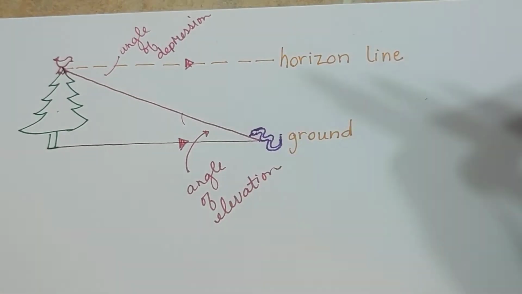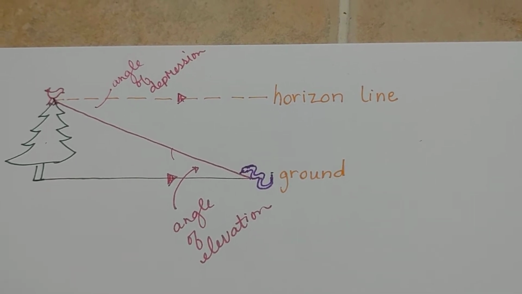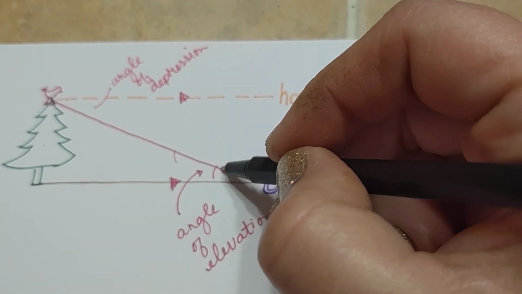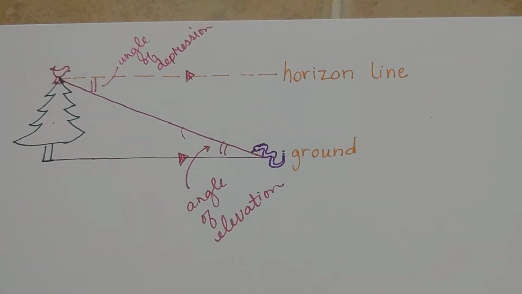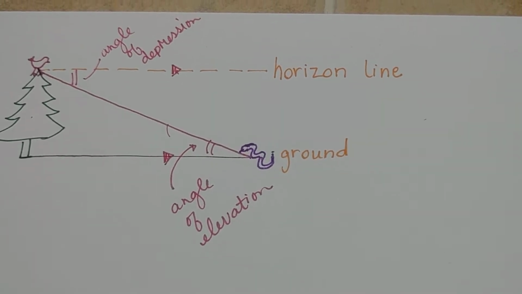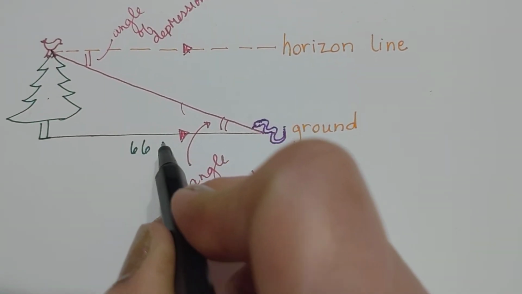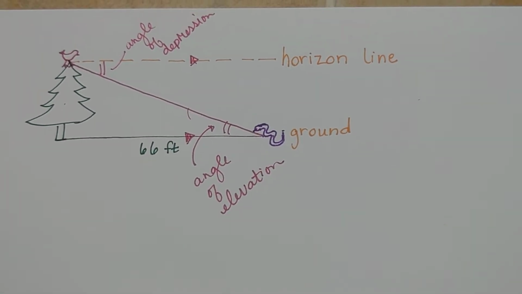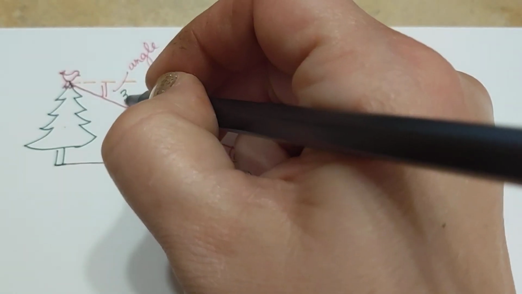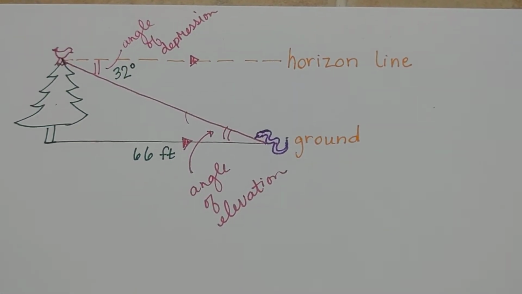It's going upward. All right, so these angles are also known as alternate interior angles, which means that these two angles will be congruent because they're alternate interior. Okay, so let's make this story a little bit more fun. This snake is 66 feet away from the tree. And for some reason, we know that this bird knows that that snake is 32 degrees downward. That angle of depression is 32 degrees.